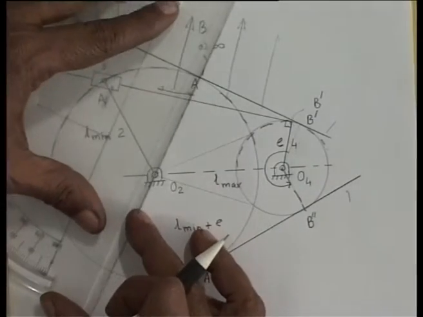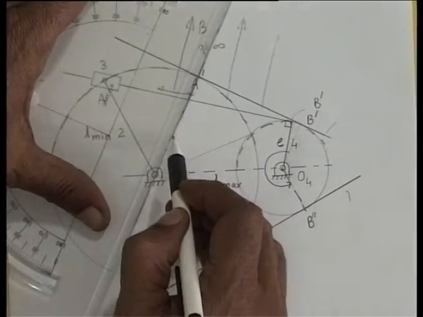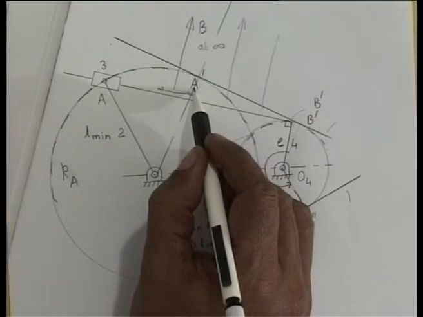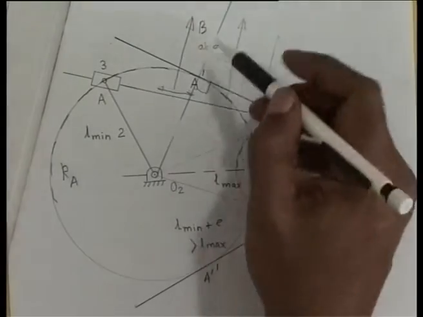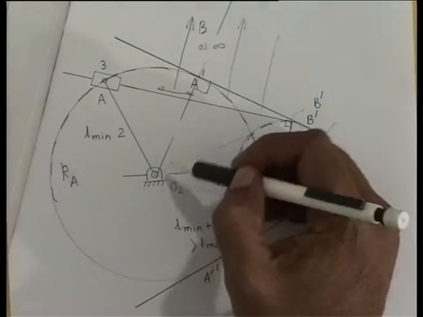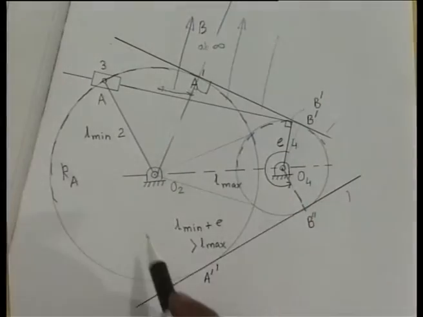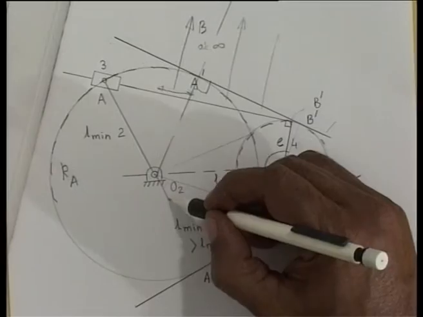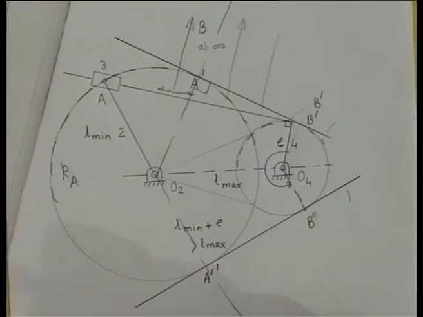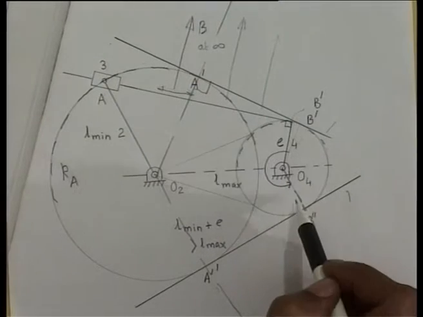So, O2A prime, because it is tangent, is perpendicular to this direction of sliding, and B is also at infinity in the direction perpendicular to this direction of sliding. So, O2A prime and B at infinity have become collinear. The same is true for the other configuration: O2A double prime and B, which is perpendicular to this direction of sliding, have become collinear. Consequently, link 4 has taken its extreme positions.